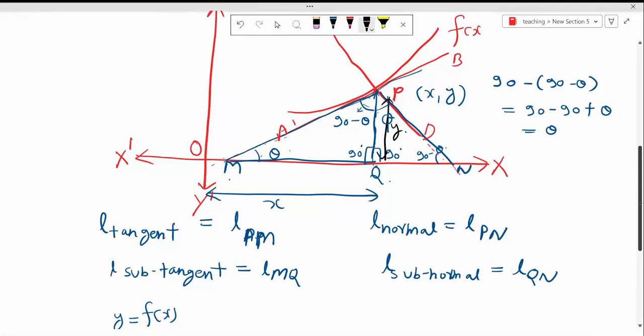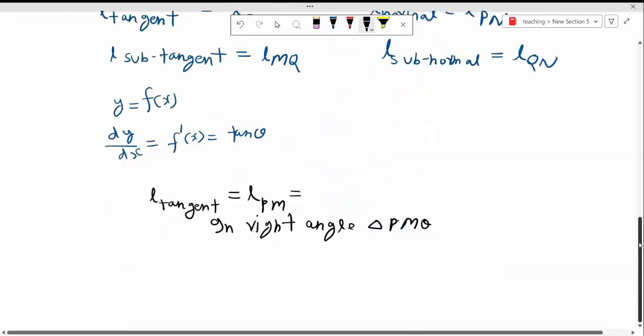Sine of theta is equal to PQ upon PM, or tan of theta is equal to PQ upon MQ, and also cos of theta is equal to MQ upon PM.